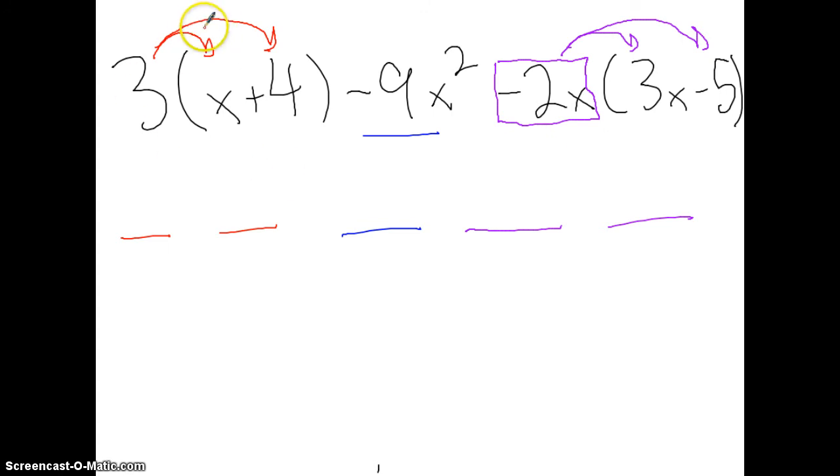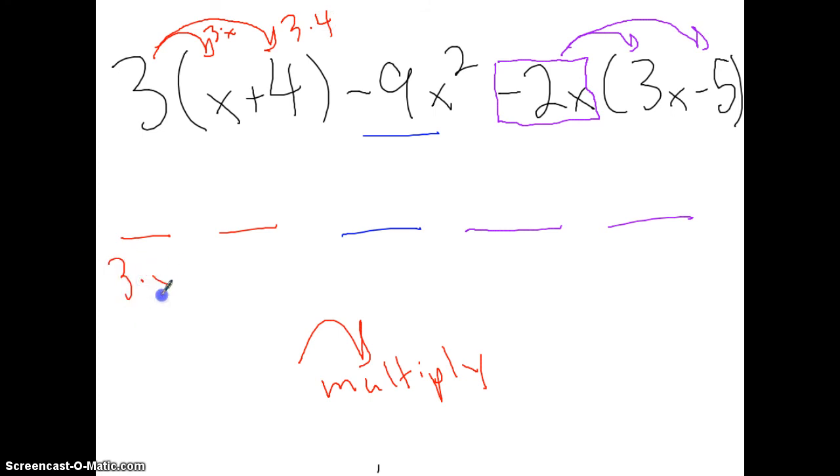In the red terms, I've got 3 times x here. These arrows mean multiply. Okay, so when I'm distributing, I have to multiply. I am multiplying the term on the outside times the term on the inside. So this is 3 times x, and this is 3 times 4. The next term is just by itself, that is negative 9x squared. So that was at least easy.